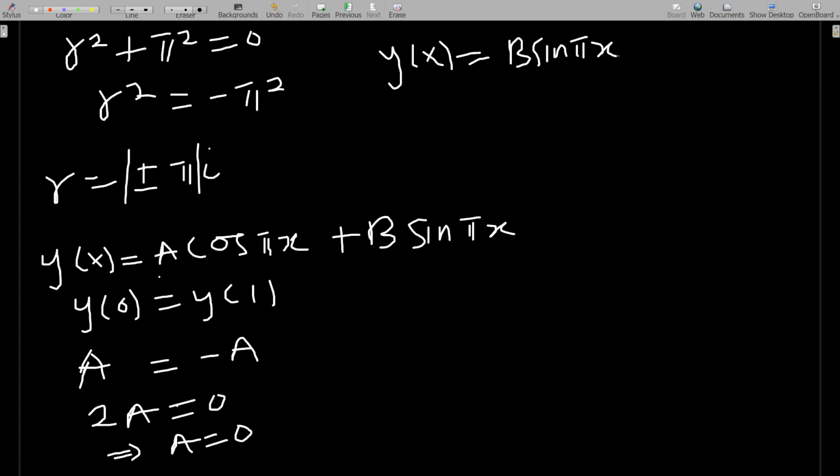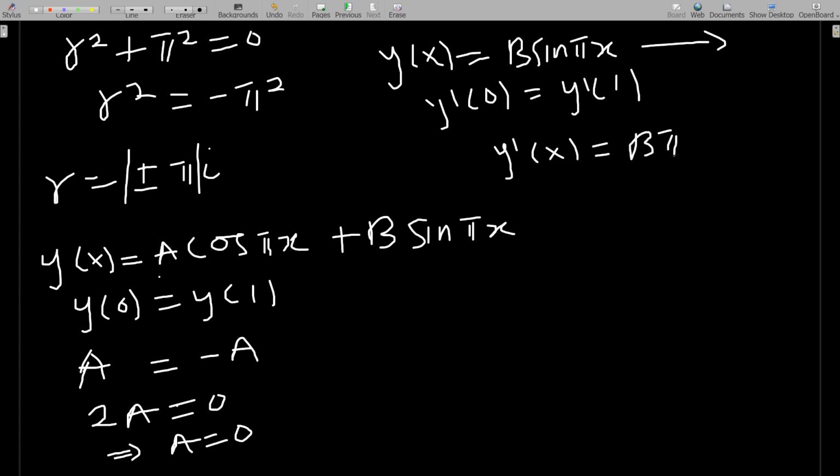Alright, so let's look for b. We said that y prime of 0 is the same as y prime of 1. Now this is how y has reduced, because a is 0. This means that y prime of x would be equal to b pi cos pi x. So for y prime of 0, I just put 0 in place of x. I get cos 0 times b pi, and cos 0 is 1, so I have b pi.